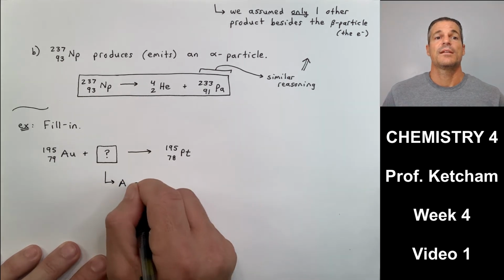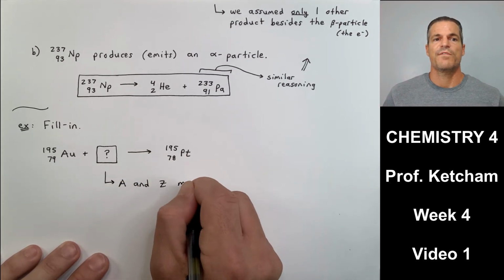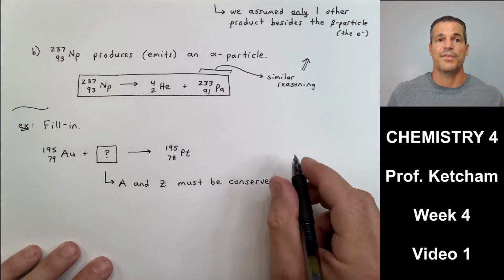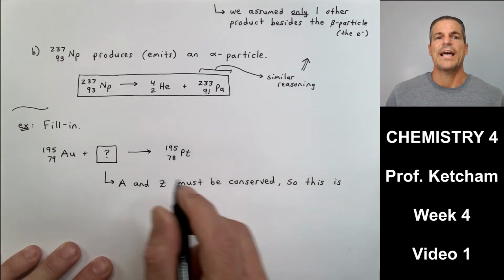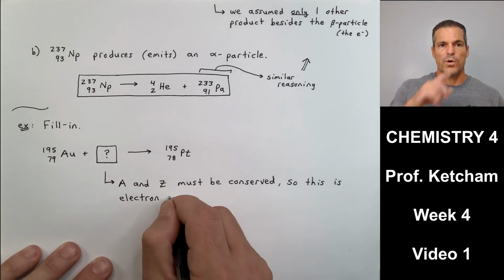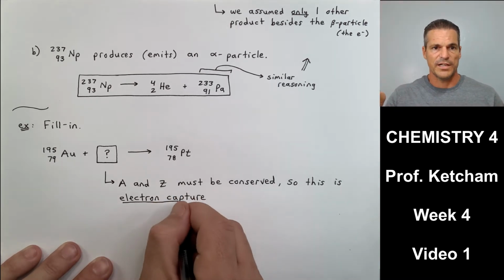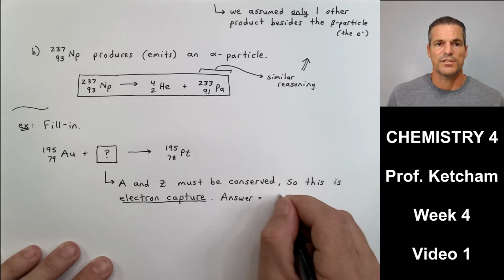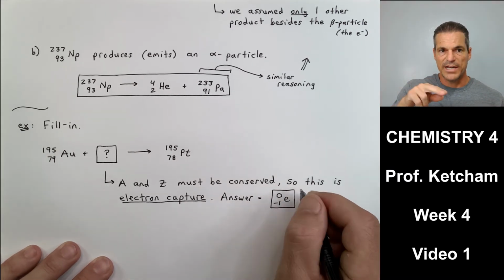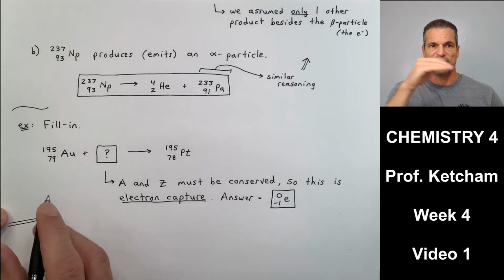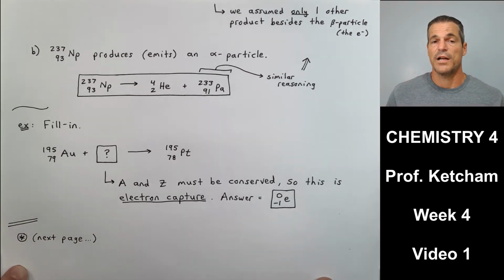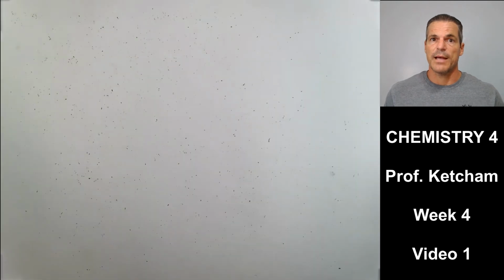All right, example, fill in. So we have Au-195, that's gold-195, plus something, gives me platinum-195. Well, you see how the 195 on the left is already 195 on the right? We're going to have a 0 on the top there in the question mark box, and then a -1 would take the 79 down to the 78 that's in platinum. That's where we get 0 minus 1. This is electron capture, okay?